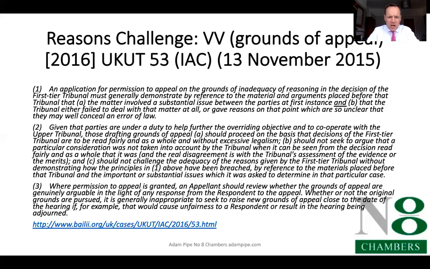And C, should not challenge the adequacy of reasons given by the FTT without demonstrating how the principles in one above have been breached by reference to the materials placed before that tribunal and the important or substantial issues which it was asked to determine in that particular case. So look at the decision as a whole and show that the judge hasn't resolved or given reasons for a particular issue when looking at the decision as a whole. And again, guard against this disguised disagreement. If it's clear that the judge has taken into account issues, you're not going to get very far.